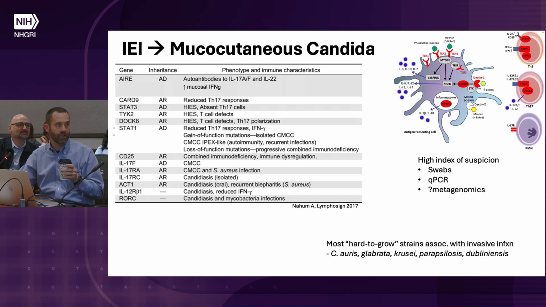Mucocutaneous candidiasis, there's a number of genes associated with loss of activity of the IL-17 pathway. And it usually goes the other way. If you have a patient with mucocutaneous candidiasis, you're looking for the gene. But in these cases, if you happen to know that these patients have the gene, you might be looking for it. Finding the candidiasis in mucocutaneous areas is not always so hard. The hard-to-grow strains are actually more associated with invasive candidiasis, which is actually not associated with these defects, but more neutrophil defects.